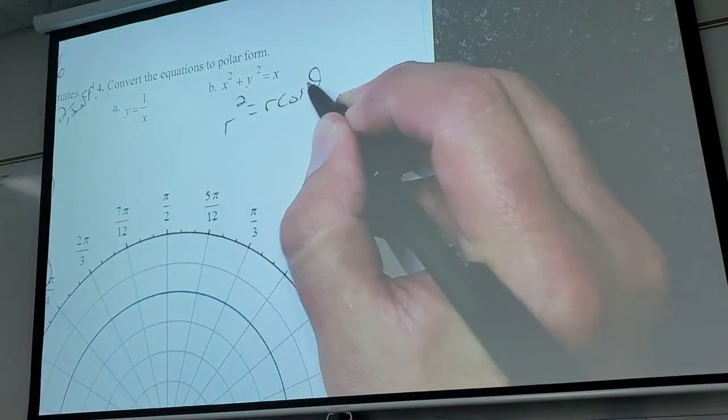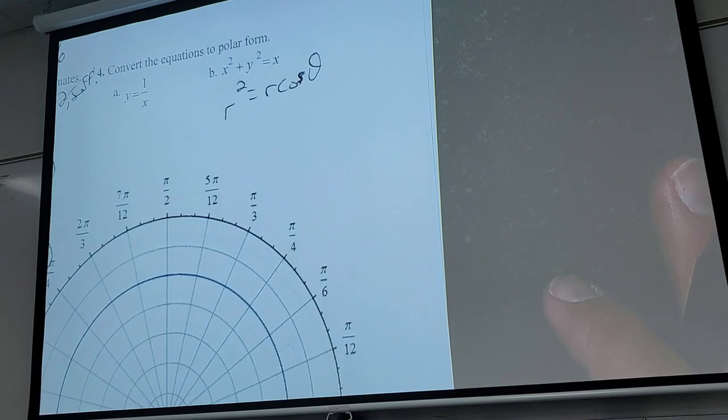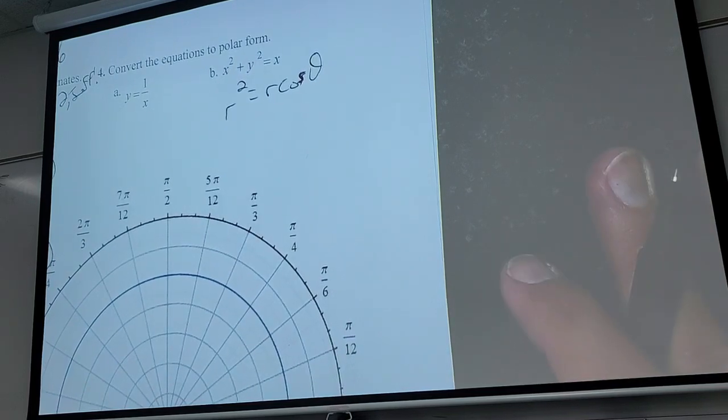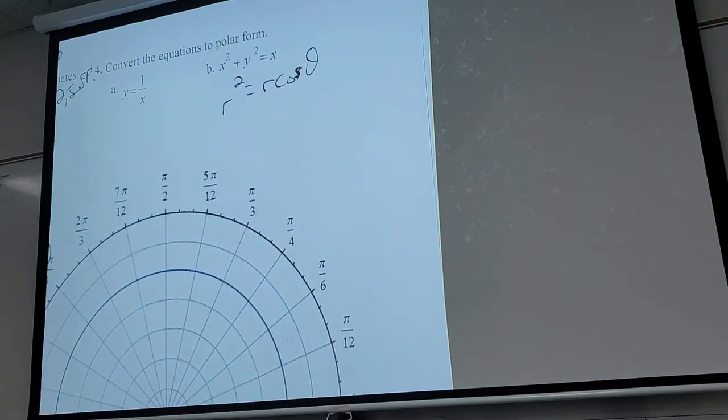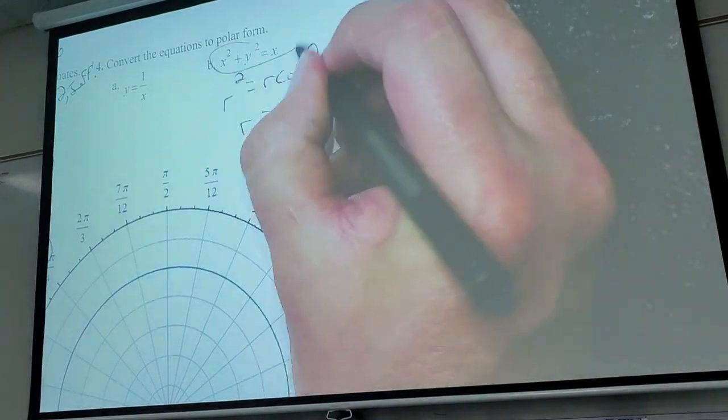Why is this sort of not a good place to stop? Is there a simple thing you could do to simplify this? Yeah, you bring r to the other side. Divide by r, yeah. So what do you get? r equals cosine theta. Anyone know what this is the equation of?